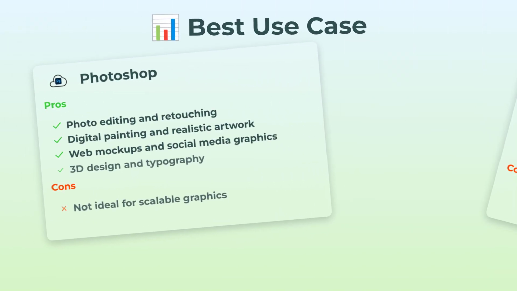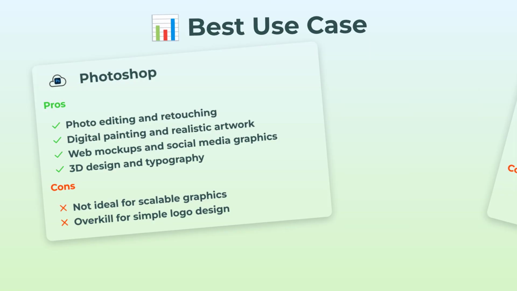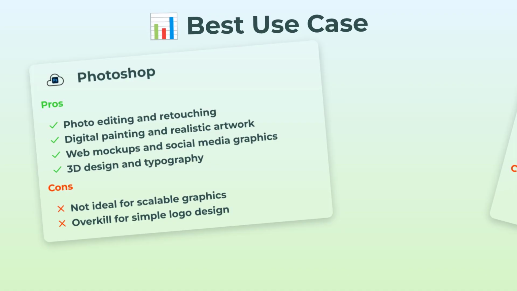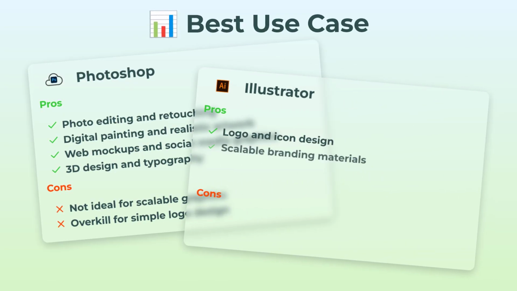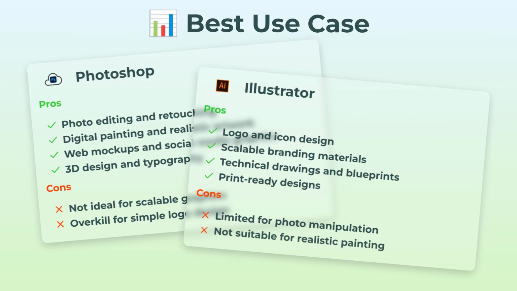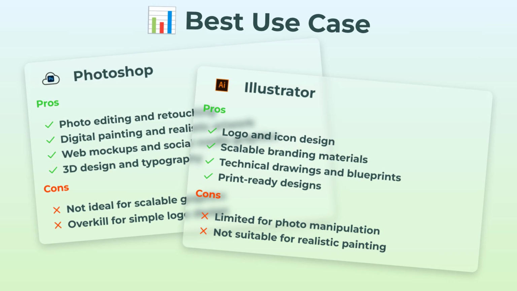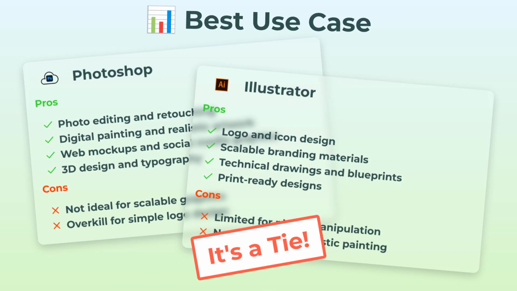So Photoshop is really your go-to for photo editing, digital painting, making web graphics, or even jumping into some light 3D stuff. But be honest, if you just need to make a simple logo, this might feel like bringing a bazooka to a snowball fight. Now, Illustrator. Whoa, this one is a total boss at logos, icons, scalable branding materials, technical drawings, and especially print. But if you're thinking you'll be retouching every pimple in a selfie over here, not really, it's just not where it shines. Honestly, for this one, it's a tie. They're each powerful in their own corner.